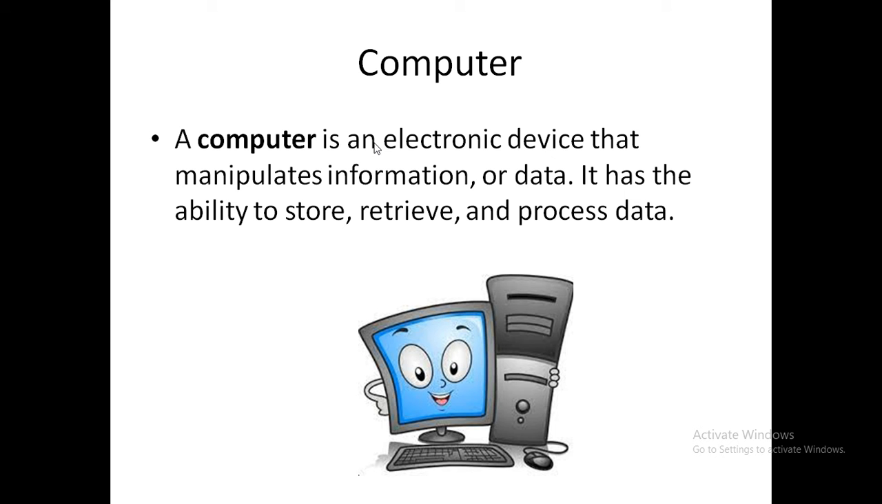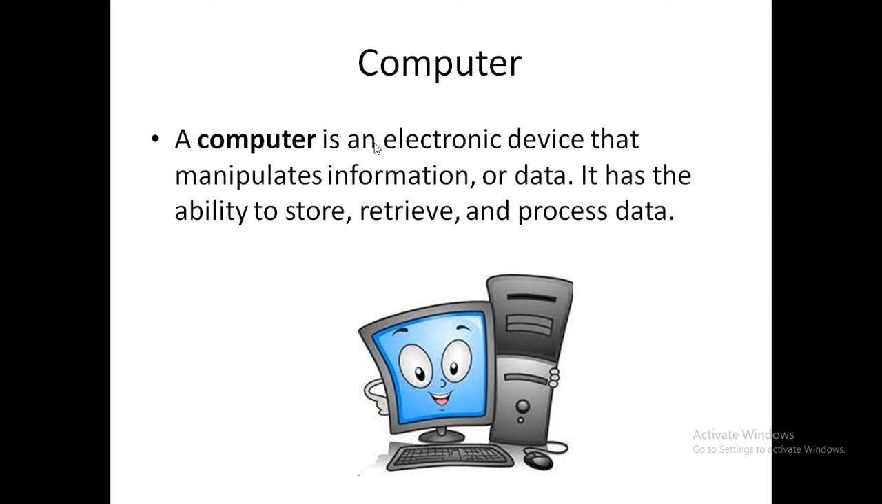It manipulates, which means it will change the data. It will understand the data in its own language. A computer works on a binary language, which means it works on 1 and 0. It will not read A as A; it will read A as 0 and 1. You will learn about this binary language, the language of a computer, in senior classes. It stores information, it retrieves the information, and then it processes the information.